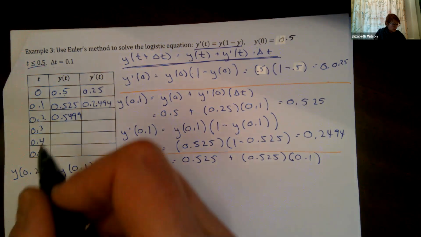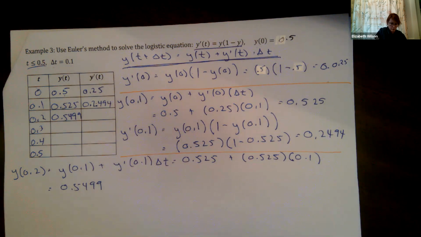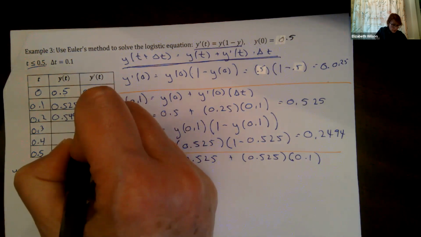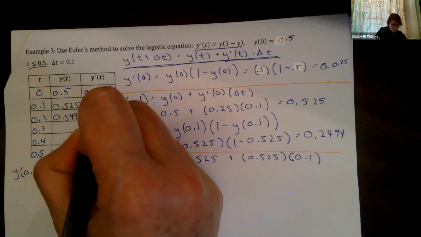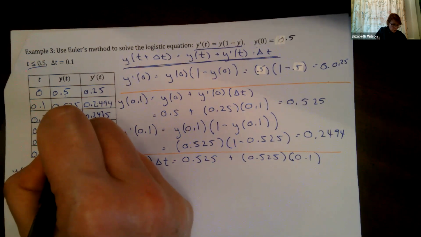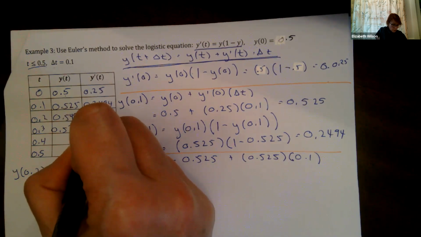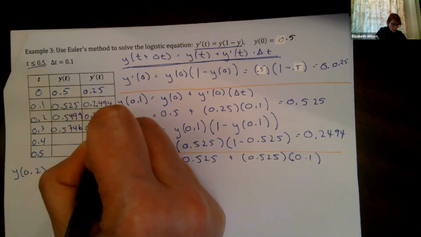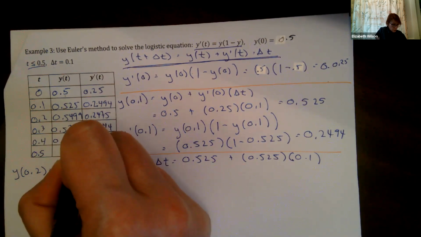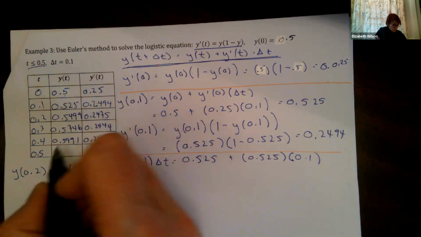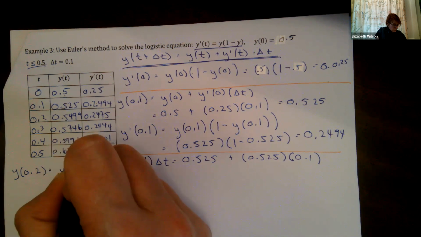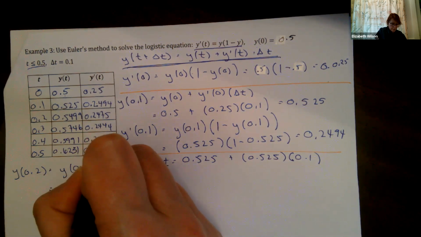I'm going to fill out the table. I'm going to skip all the rest of the algebra, but I'm going to fill out the table here. So this is going to be 0.2475. This is 0.5746, 0.2444, 0.5991, 0.2401, 0.6231, 0.2348. Okay.